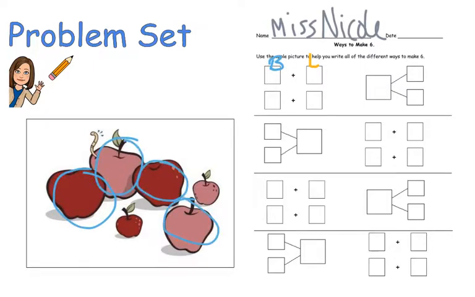How many big apples did you get? There are 4 big apples. If you did not get the number 4, I want you to count again. Now we're going to write a 4 in that box.